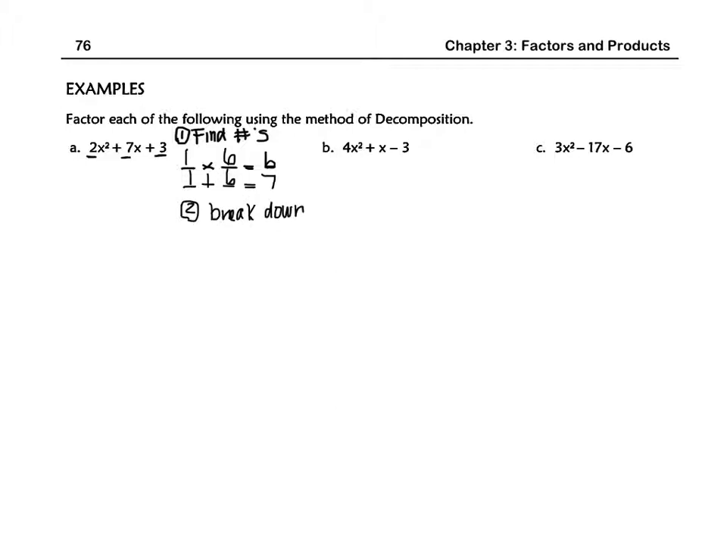So you take the middle term and you rewrite it using the numbers that you found in step 1, which would be 1x plus 6x, and you still have a plus 3. So it doesn't matter if you put the 1x first or the 6x first, you'll still get the same answer in the end. You'll get the same two factors. They might be written in a different order, but they would be the same two factors. So find the numbers, break it down. Next step, we'll summarize to GCF, group and GCF.